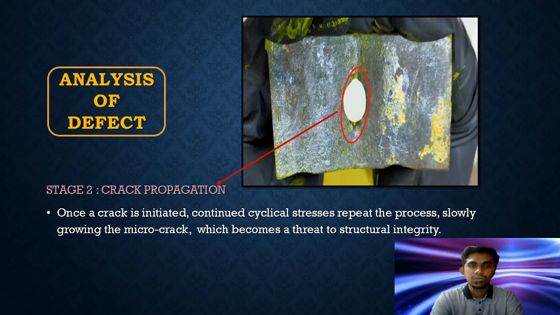Now we move to our second stage, which is called crack propagation. Crack propagation is when, once a crack is initiated, continued cyclical stresses repeat the process, slowly growing a micro crack, which becomes a threat to structural integrity. The micro crack, you can see in the picture, is the yellow line. The yellow line indicates the liquid we use to identify the defect.